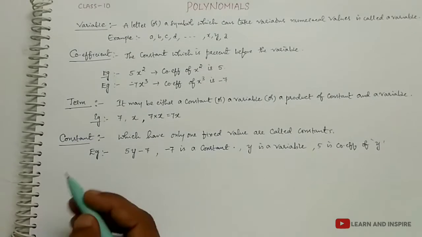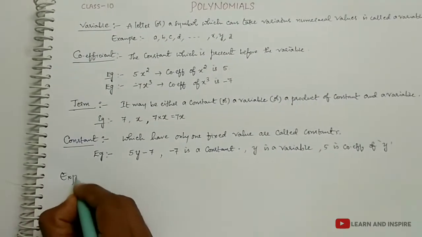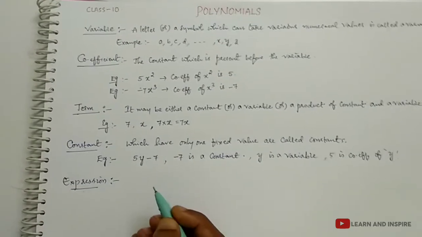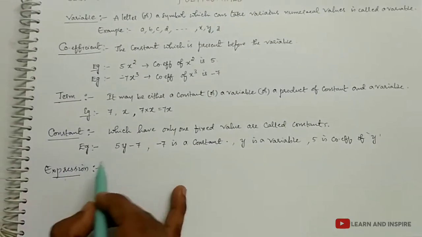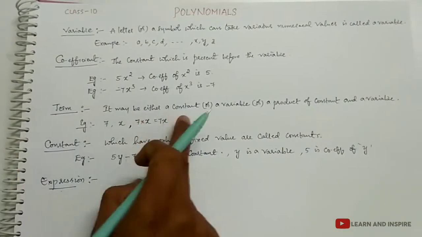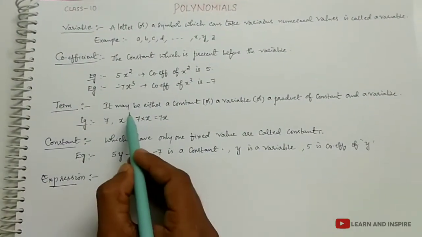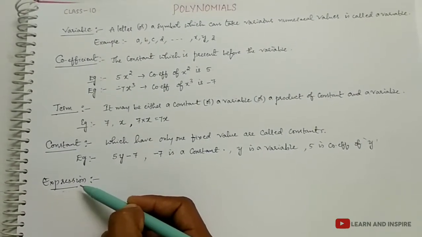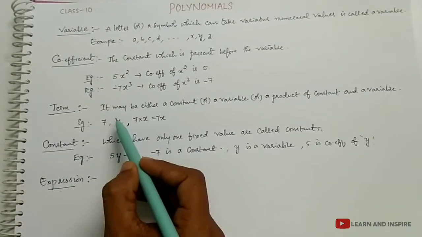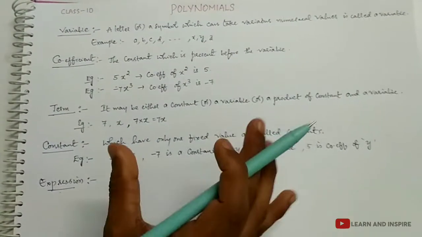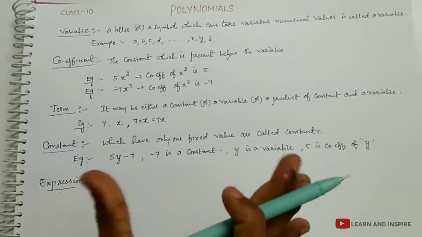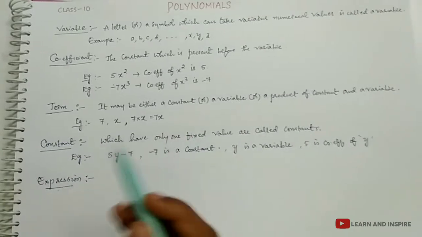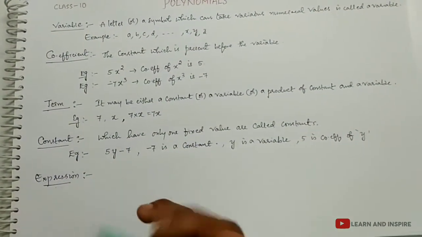Okay, next one is expression. Expression is nothing but a combination of terms. Here we have discussed the term, so based on this we can define expression. Expression is nothing but a combination of terms by operations of addition or subtraction. In between the terms there will be an operation, either addition or subtraction. So a combination of terms is called an expression.